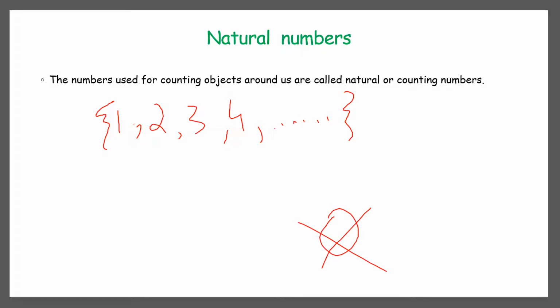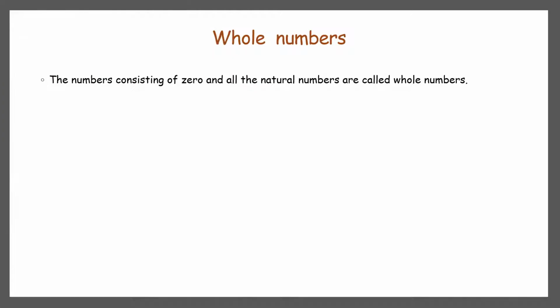Now let's move on to the whole numbers. The numbers consisting of 0 and all natural numbers are called whole numbers. So the whole numbers start from 0. The set of whole numbers is written as 0, 1, 2, 3, 4 and so on. So 0 is not a natural number but 0 is a whole number. Natural numbers start from 1 and the whole numbers start from 0.